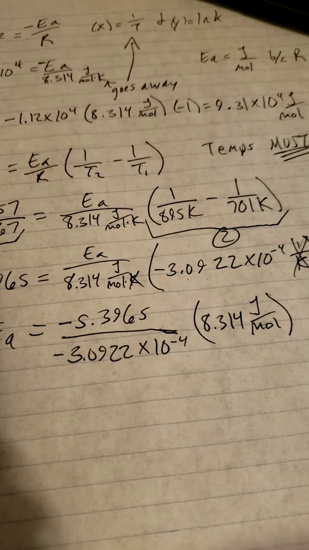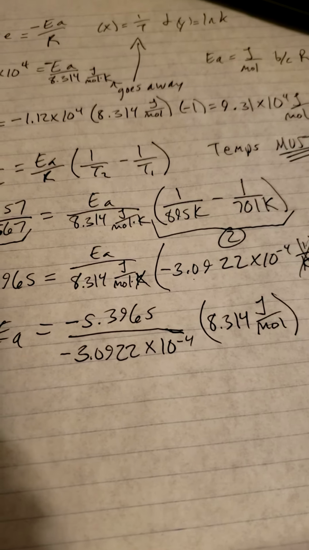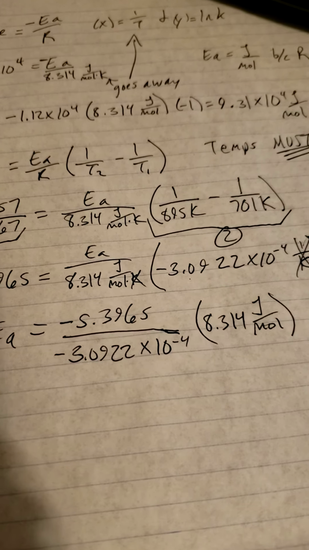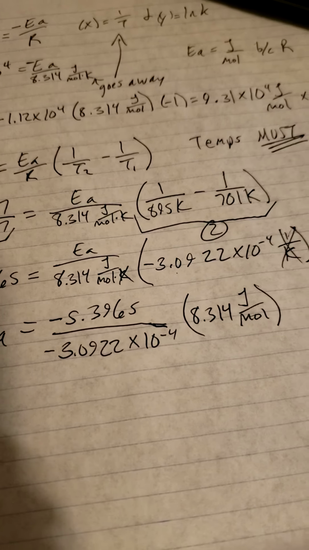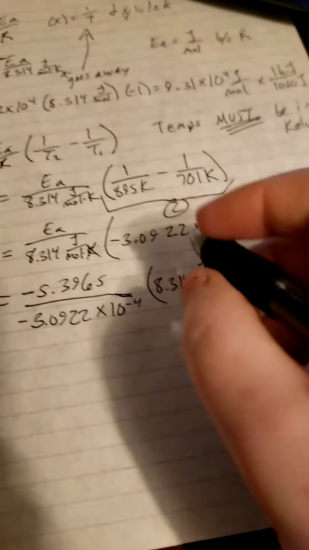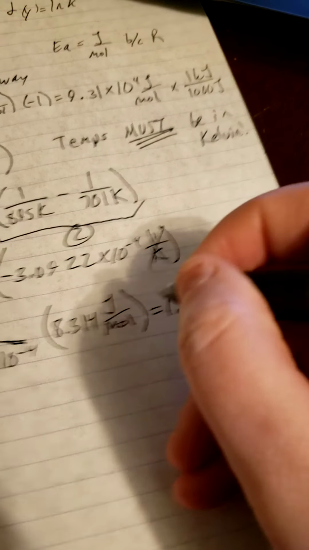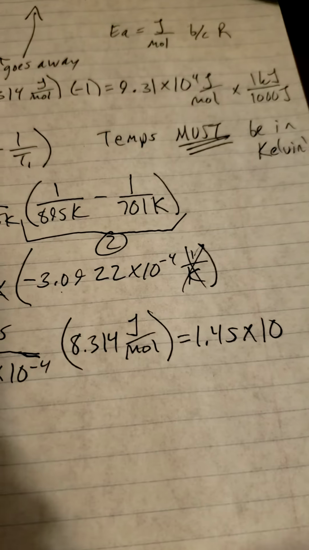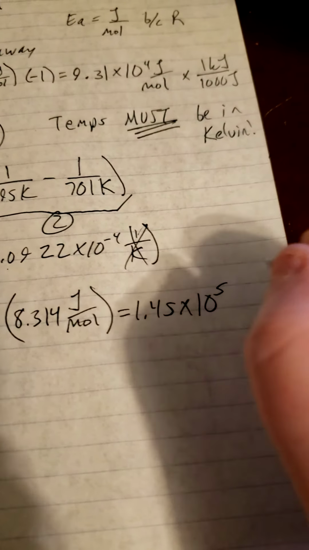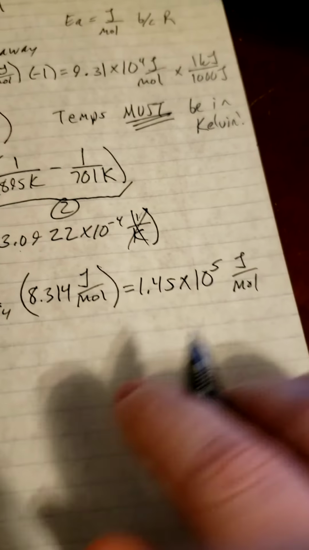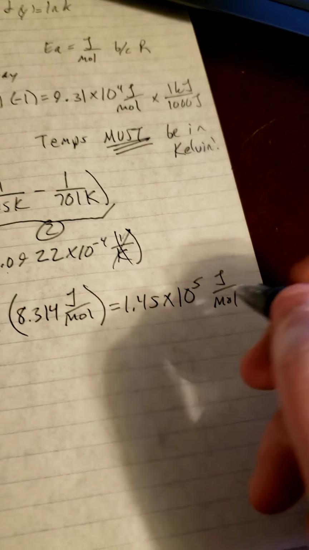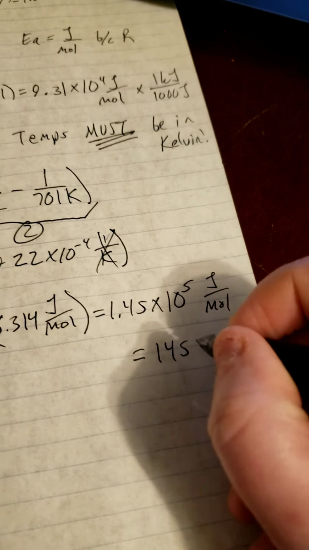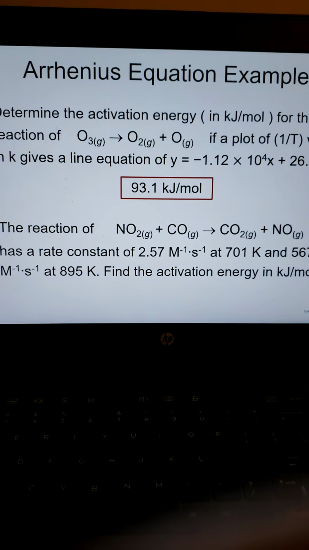So negative 5.3965 divided by negative 3.0922 e to the negative fourth times 8.314. And I get 1.45 times 10 to the fifth joule per mole. But again, the question doesn't want to know joules per mole. It wants to know kilojoules per mole. So divide by 1,000, and this just becomes 145 kilojoules per mole, which is exactly what the slide says.